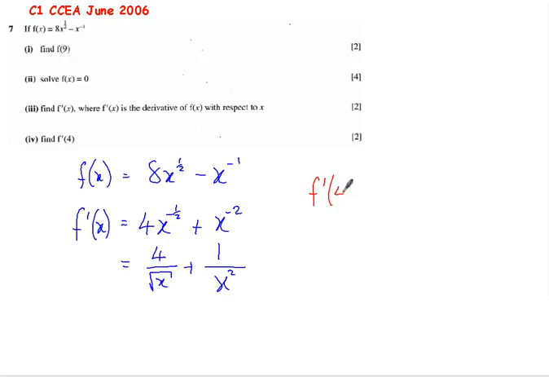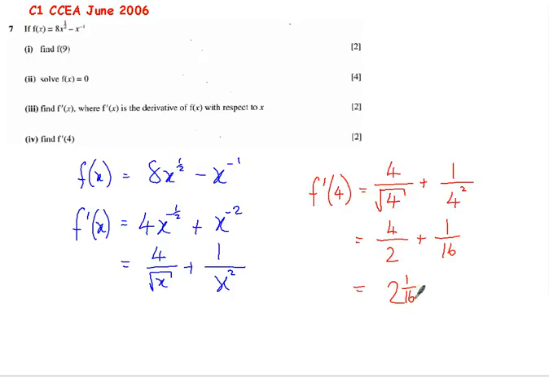So f dash of 4 is equal to 4 over the square root of x, which is 4, plus 1 over x squared. So that's 4 over the square root of 4, which is 2, plus 1 over 16. That's 2 and 1/16, or if you want, 33 over 16.